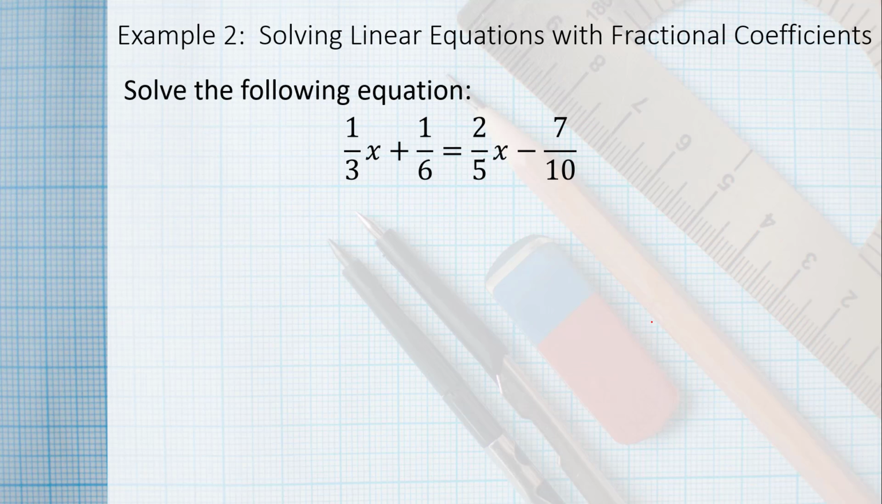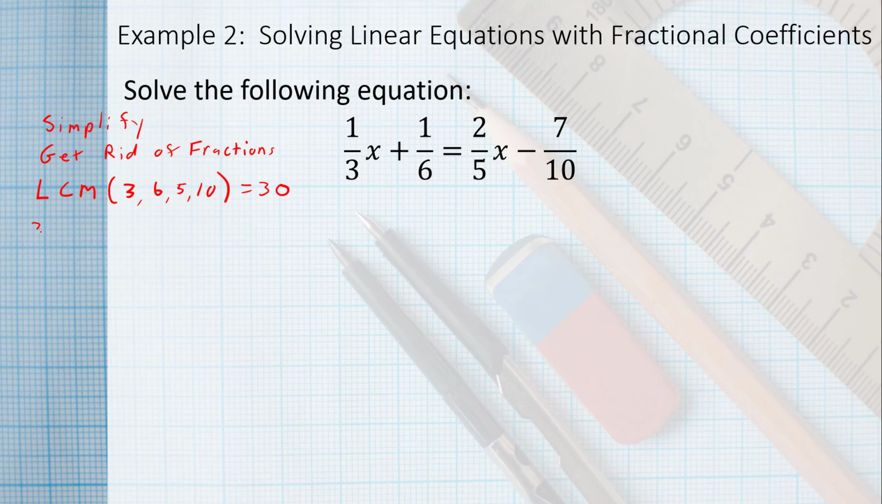Okay, here is our next example, and this equation has the dreaded fraction. So we want to simplify. And part of our simplification process is going to be to get rid of the fractions. And we can do that by multiplying the entire equation by the lowest common multiple of the denominators, which in this case is 3, 6, 5, and 10. That is the smallest number that has all of those values as a factor. And that number would be 30.